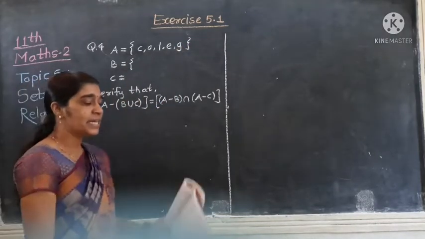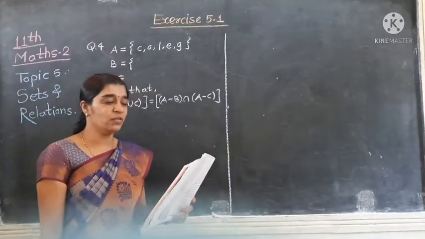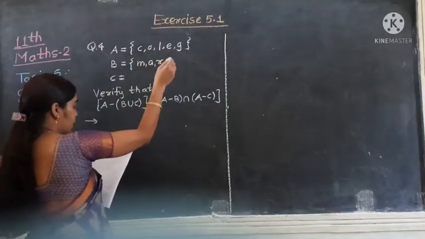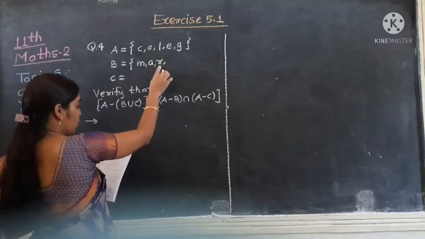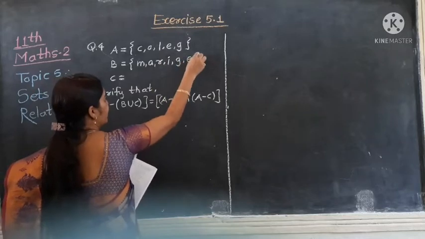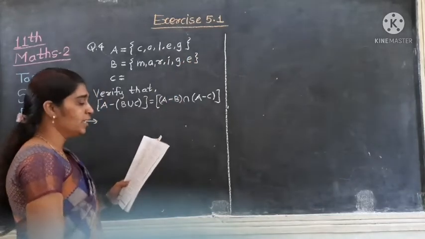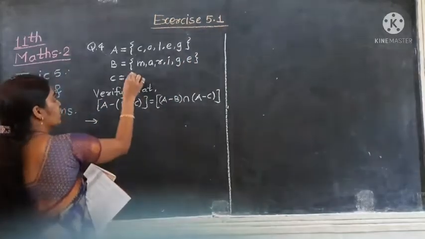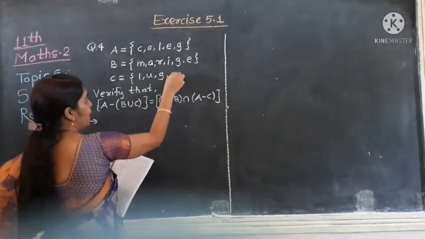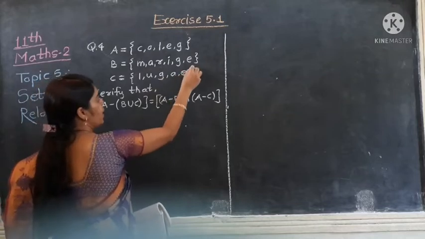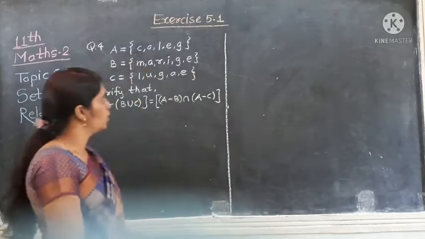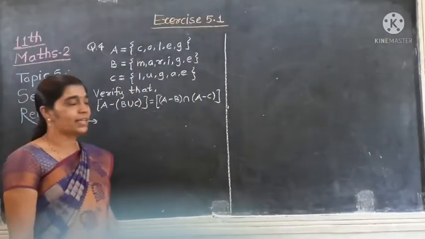Okay. Then set B is the letters in the word marriage. M, A, double R. I write only one R, I, A, G and E. And lastly luggage. L, U, G, A, G here and E. There is no repetition of the letters. So write each letter only one time.